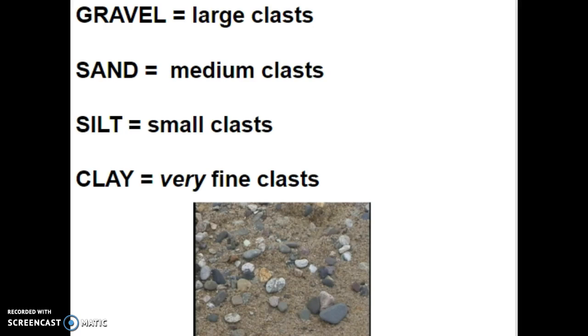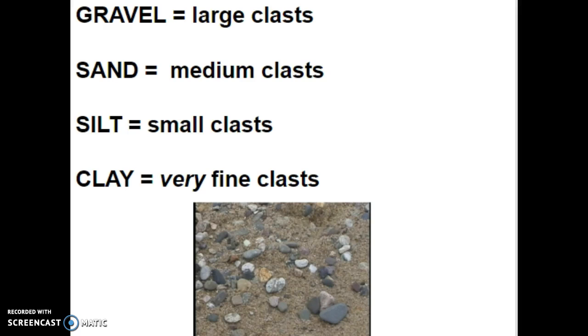So we can categorize our clasts based on size. Gravel is what we consider large clasts, anything that's over 2 millimeters in size. We can even go larger to cobble or boulder size clasts. But for our purposes here for sedimentary rocks, these are your basic 4 categories.